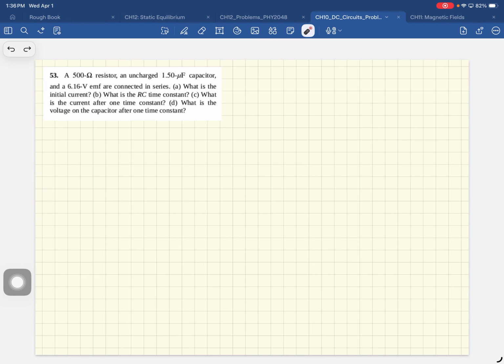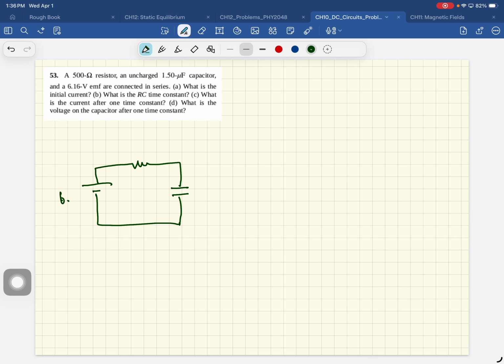A 500 ohm resistor, an uncharged 1.5 microfarad capacitor, and a 6.16 volt EMF, which is a pretty odd number, are connected in series. What is the initial current? What they're asking you is the following. Here's a switch. When you first close the switch, what is the current?